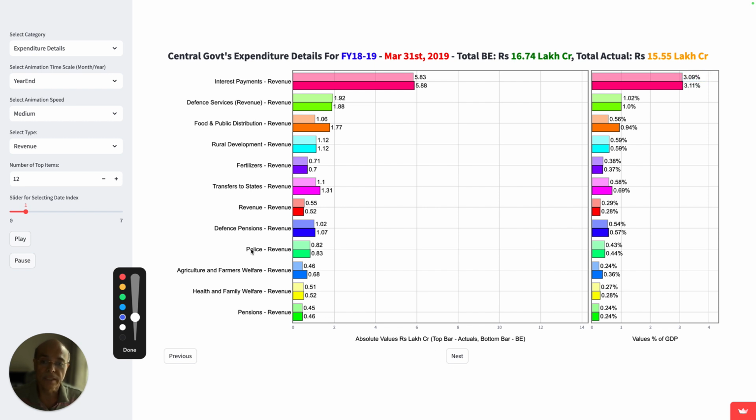Whereas if you see pension, pension is from two accounts. One is defense pension, another is pension for the central government employees, which is the last item. So you will see here the defense pension actual spend was 1.02 lakh crores, whereas the central government employees' pension was roughly around 45,000 crores, right?